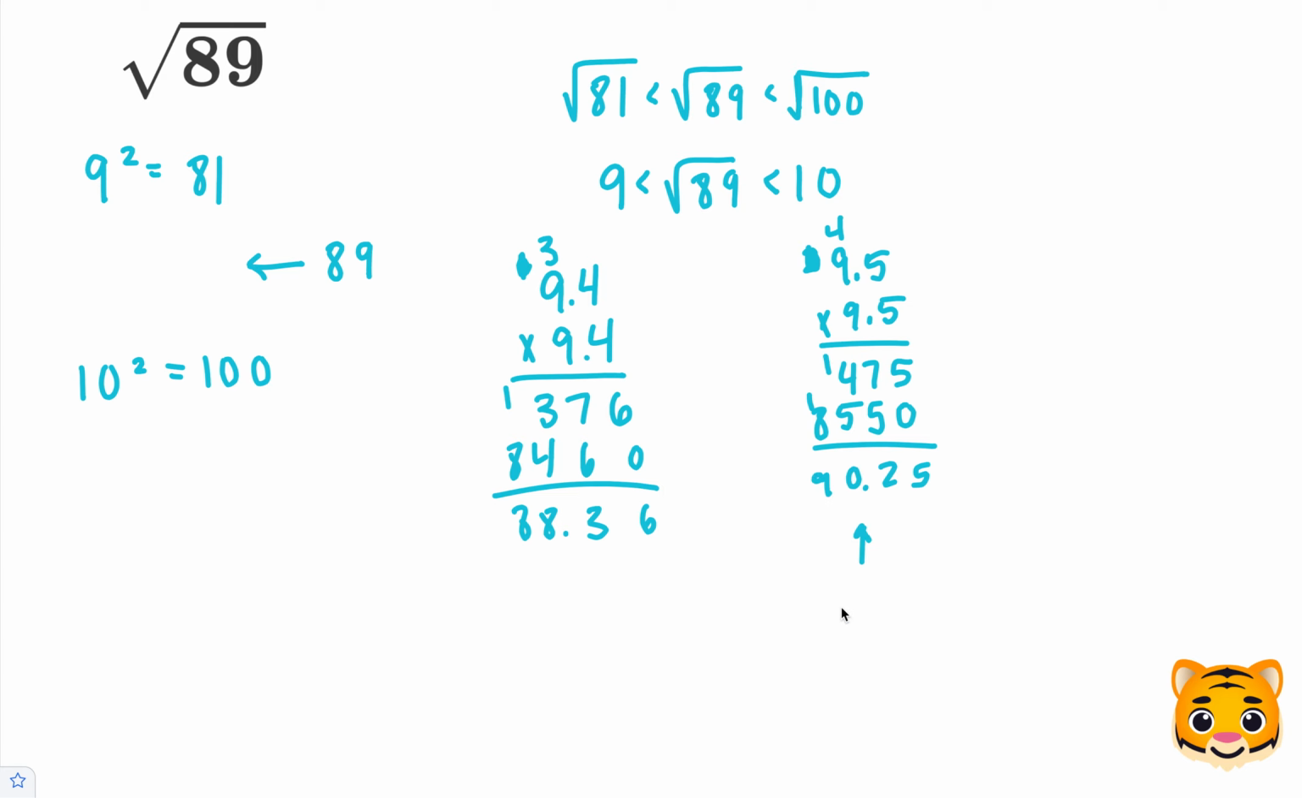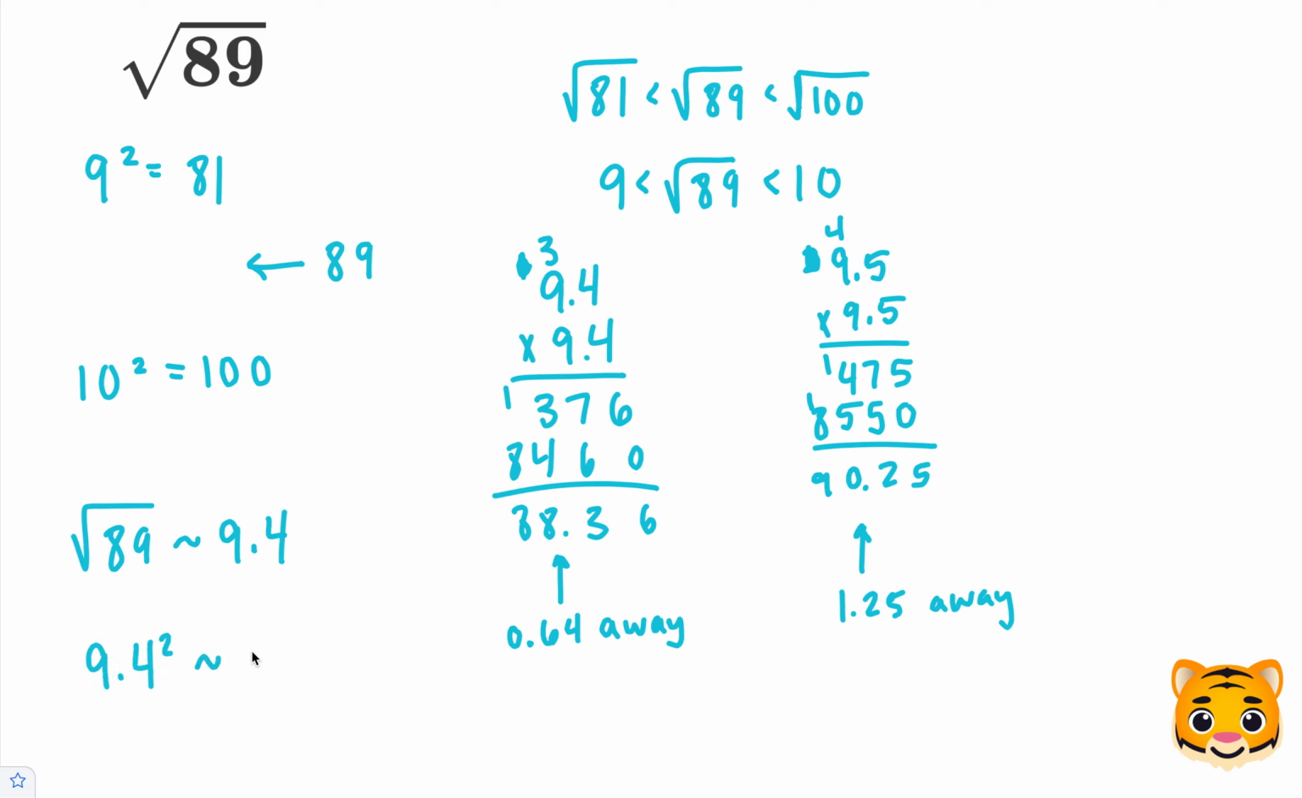90.25. So this is 1.25 away from 89, and 88.36 is 0.64 away from 89. So we can see that the 88.36 that comes from the 9.4 times 9.4 is closer to 89. So we can approximate the square root of 89 as about 9.4, since 9.4 squared gives us about 89. This is our tenths place decimal approximation.